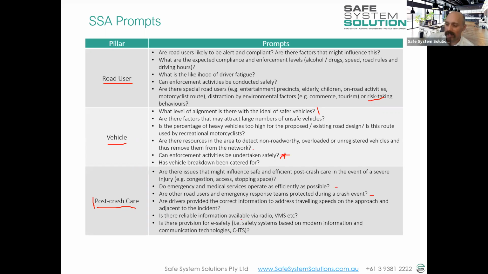That's a good thing. Is there reliable information via radio, VMS? Is there provision for e-safety systems based on modern information communication technology, cooperative ITS, and those sorts of things? This is a bit of a question of the future, and this is going to build and build in our safe system assessments, and asking about your comm systems, your ITS infrastructure, your ability for the cars in the future to read the road and understand what's going on. This is an emerging area, and we're continuing to build knowledge in this. There's been a couple of recent releases of really good reports out of Europe called Roads That Cars Can Read. And so I suggest you can have a look at those.